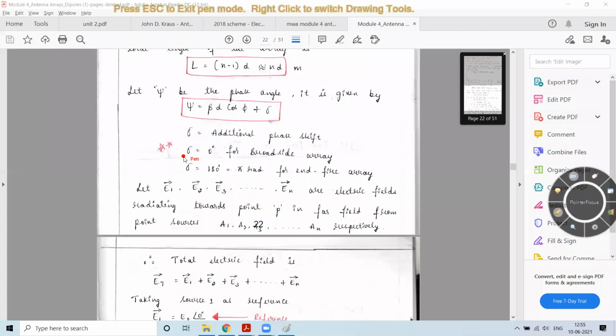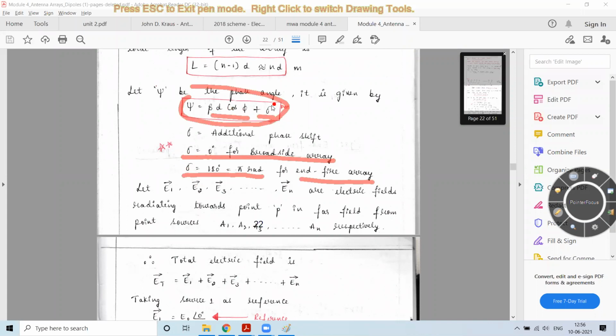So for a broadside array, the phase difference between the adjacent sources should be delta equal to 0 degrees. And for an endfire array system, for the given arrangement, we should have delta equal to pi radians or 180 degrees. So here we utilized this equation: psi is equal to dr cos phi, where dr is nothing but beta d cos phi plus delta.